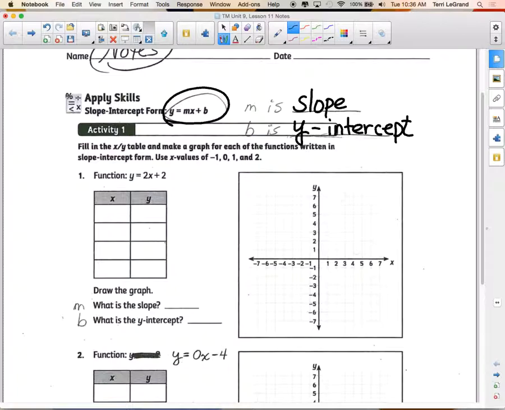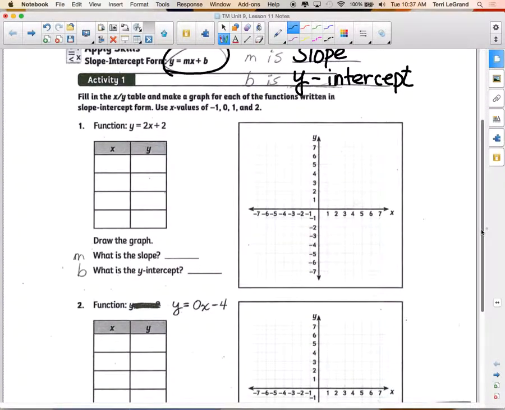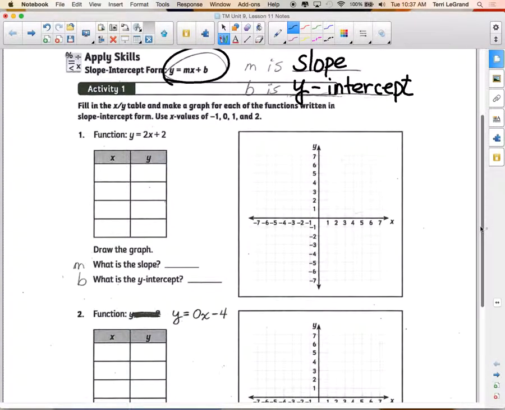So the b value, the number being added to the x's in the input rule, that's called our y-intercept. The y-intercept is where the line should cross the y-axis. What's the value where the line crosses the y-axis, okay? So we're going to make a graph, and then we'll see how we can tell what this function's slope and y-intercept should be based on the graph.